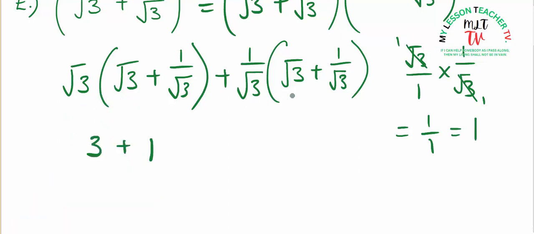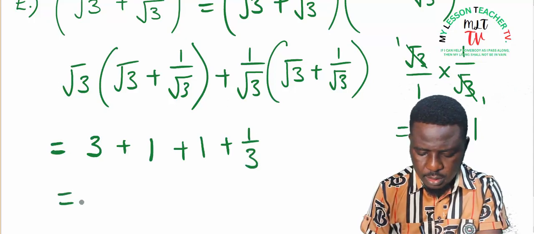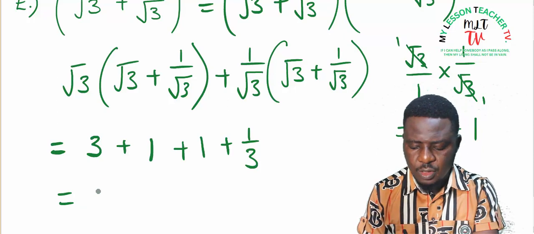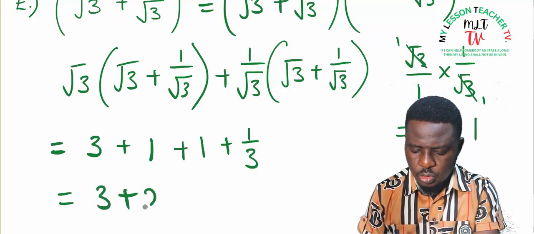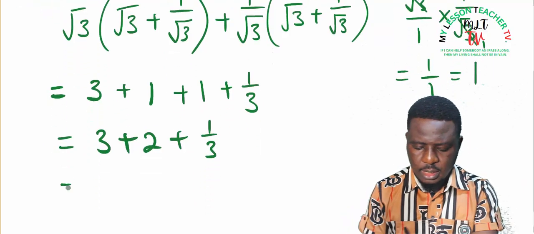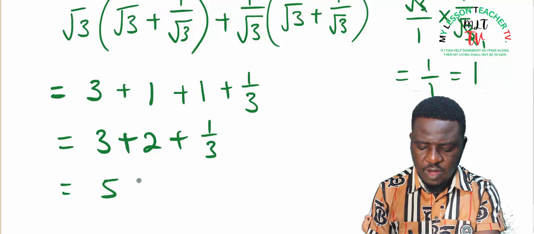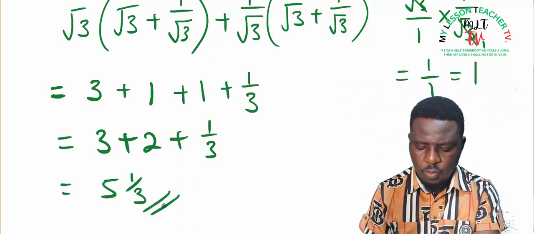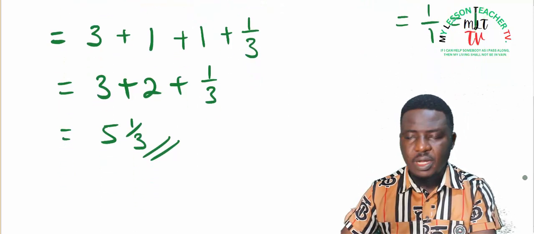Plus 1 over root 3 times root 3 is plus 1, plus 1 over root 3 times 1 over root 3 gives us 1 over root 9, and 1 over root 9 is 1 over 3. Simplifying this further, we then have 3 plus 2 plus 1 over 3, and this is 5 whole number 1 over 3 as our answer.